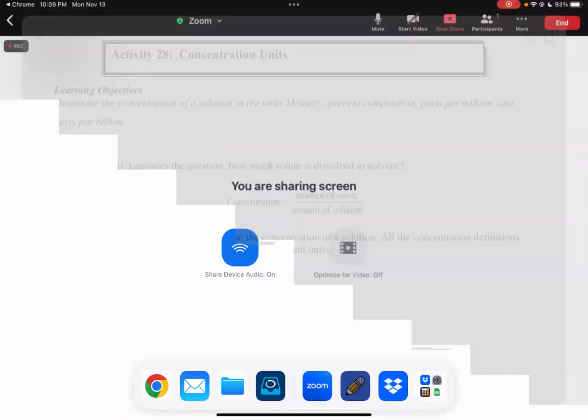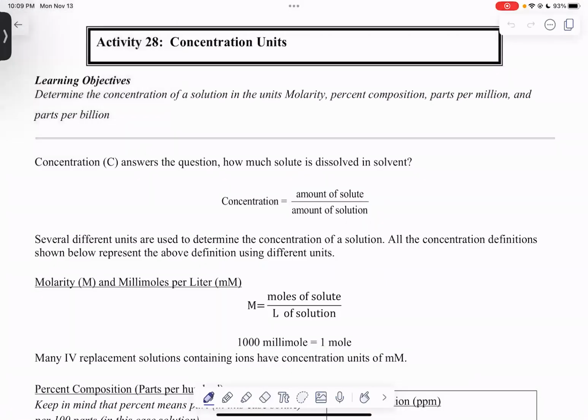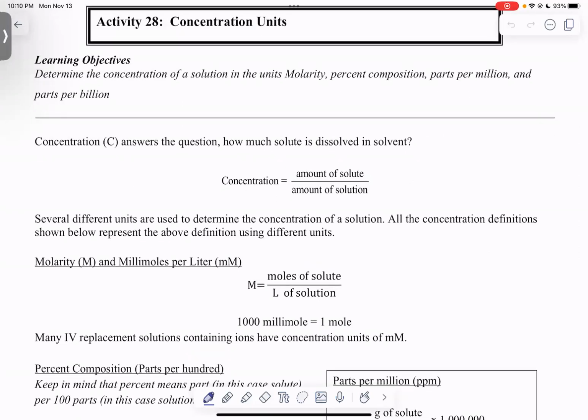This is the Chapter 8 review activity on concentration and dilution and all that kind of stuff. So when we talk about concentration, concentration is always going to be derived in terms of amount of the substance being dissolved, which is called the solute, in the total amount of a solution. So solution is always solute plus solvent. Solvent is the majority of the substance. Solute is what's being dissolved.